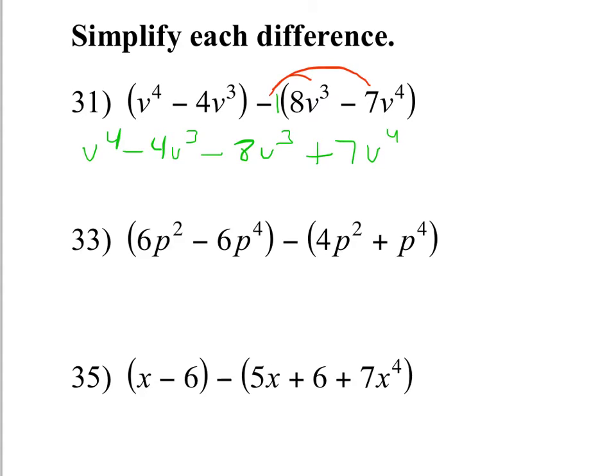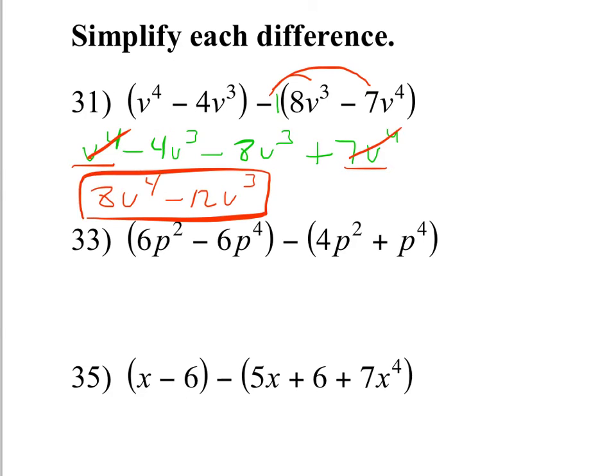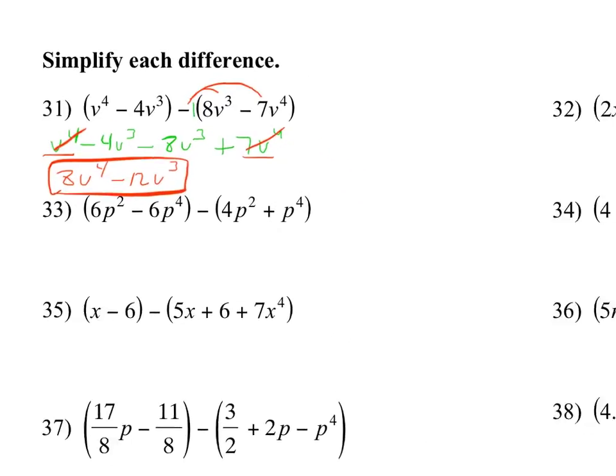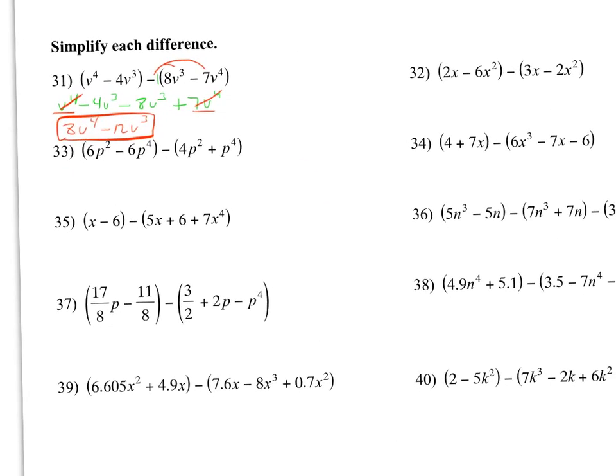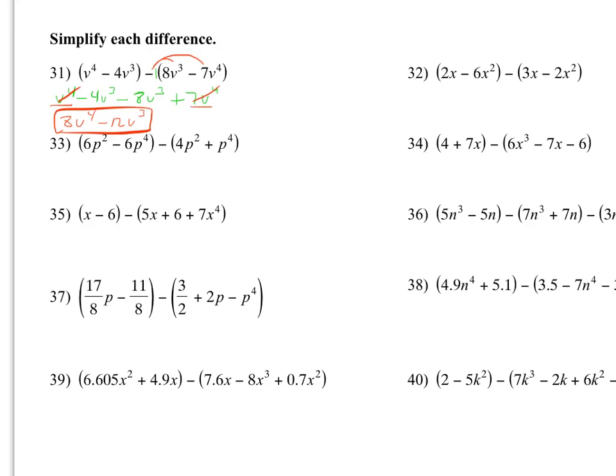Once that's done, it's back to normal, and you say, are there any like terms? In this case, we have v to the 4th and 7v to the 4th, which gives us 8v to the 4th. That takes care of those two. We have negative 4v to the 3rd and negative 8v to the 3rd, so negative 12v to the 3rd. So something to consider when we're dealing with parentheses and what operation is being done in between them. So all of these have subtraction.